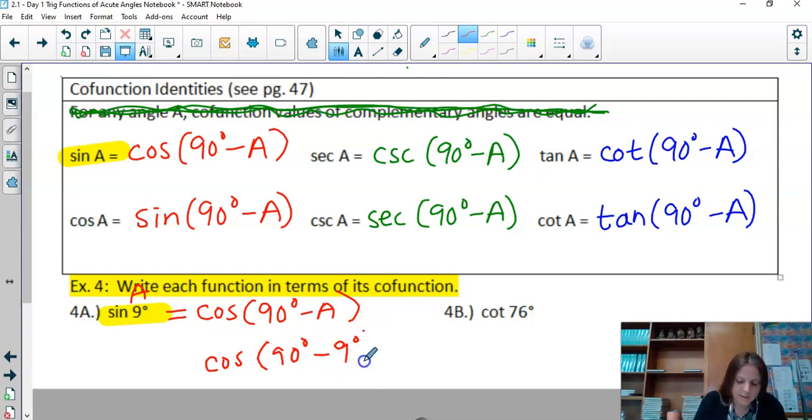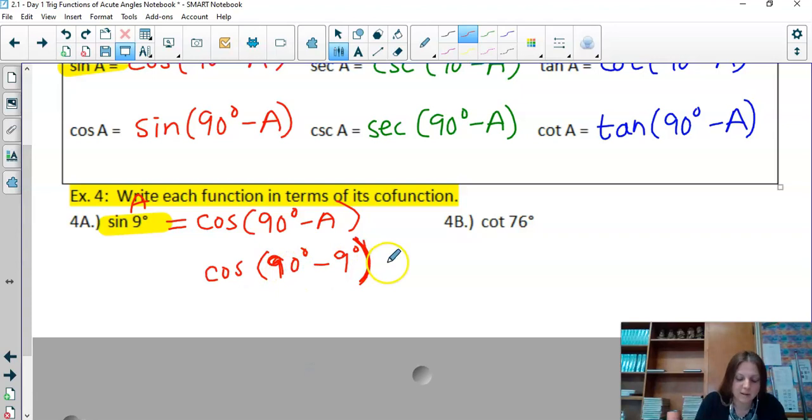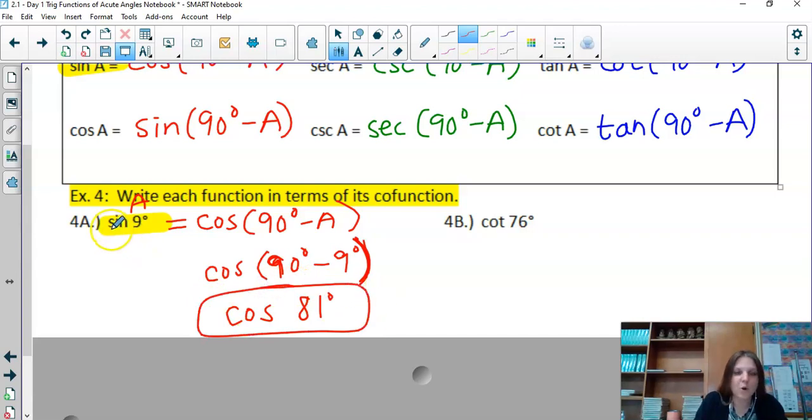The one thing that's important to know about cofunctions is that these 2 cofunctions are complementary. So they add up to 90 degrees. So that's where this formula comes from. Okay, so all you have left to do is take 90 minus 9. And so the cofunction of the sine of 9 is the cosine of 81. And if you were to add 9 plus 81, it equals 90. So it works.